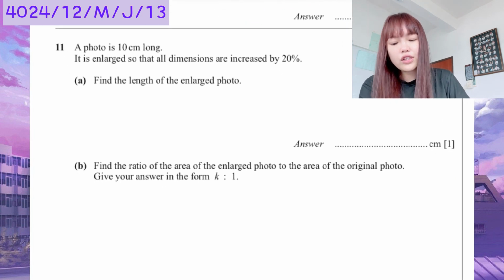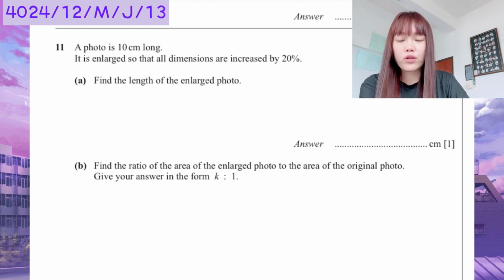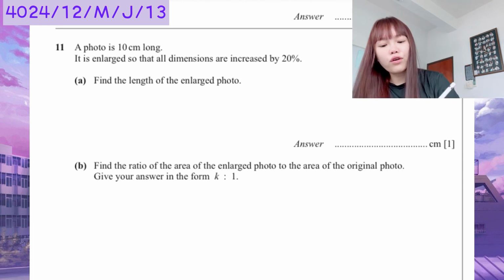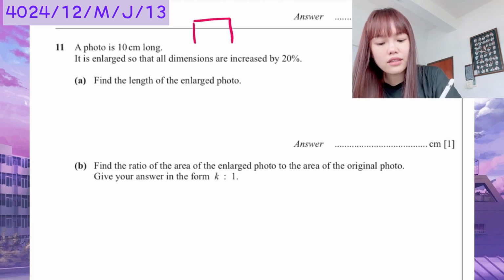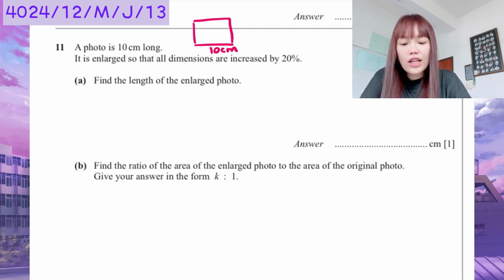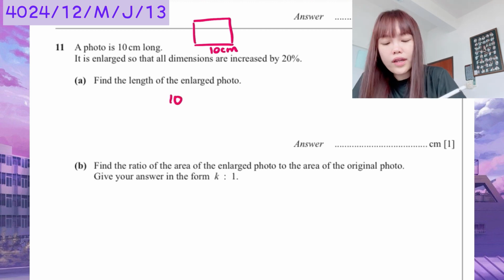Right, so let's look at question 11. A photo is 10 cm long. It is enlarged so that all dimensions are increased by 20%. Find the length of the enlarged photo. We only know the length, which is 10 centimeters. It's enlarged, so it increased by 20%. So you need to know what the increase is first.